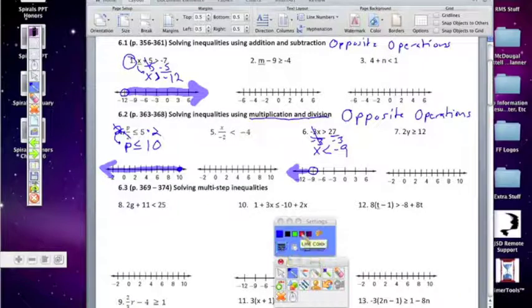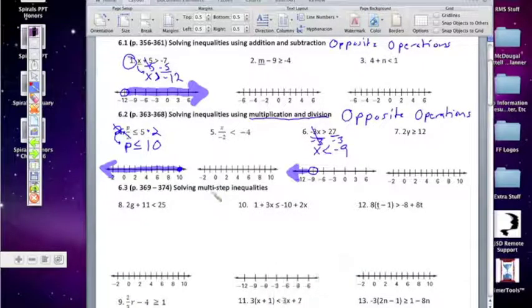Moving on, let's go into multi-step inequalities. Because I'm doing multiple steps, I'll try and change my colors for each step. Might as well jump into the first one. In number 8, I have 2g plus 11 is less than 25. Anybody identify my first step? Minus 11. What I do to one side, I also do to the other. That allows that to cancel. So 2g is less than 25 minus 11?